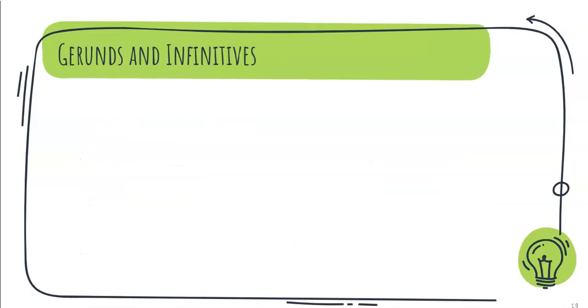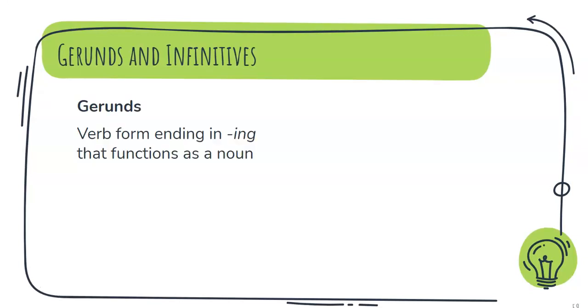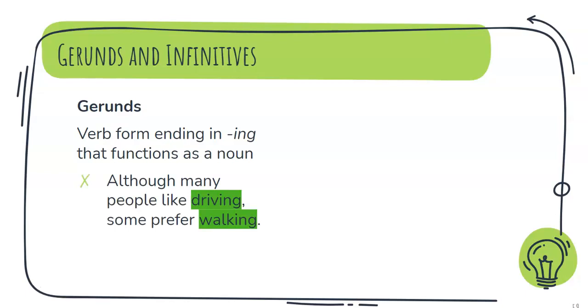We touched on gerunds and infinitives in a previous lesson. We're going to look at them again now. A gerund is a verb form ending in ing that functions as a noun, such as hopping, skipping, and jumping. In the sentence, although many people like driving, some prefer walking, the gerunds are driving and walking. Gerunds express plain facts.